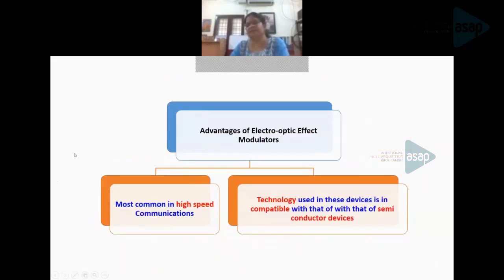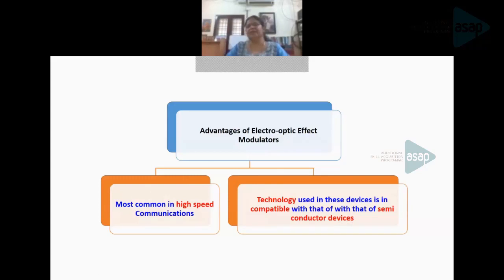Okay. We have seen three different modulators now, but of the three, electro-optic modulators have many advantages, because of their fastness. These types of electro-optic modulators are most common in high-speed communications, and the technology used in such devices is compatible with that of semiconductor devices. So electro-optic modulators are most commonly used.